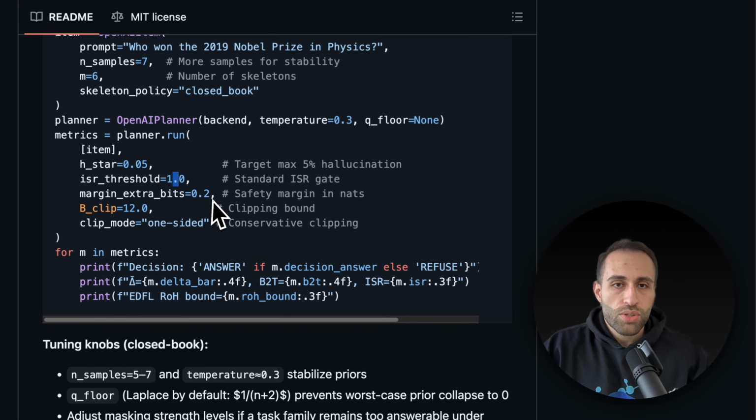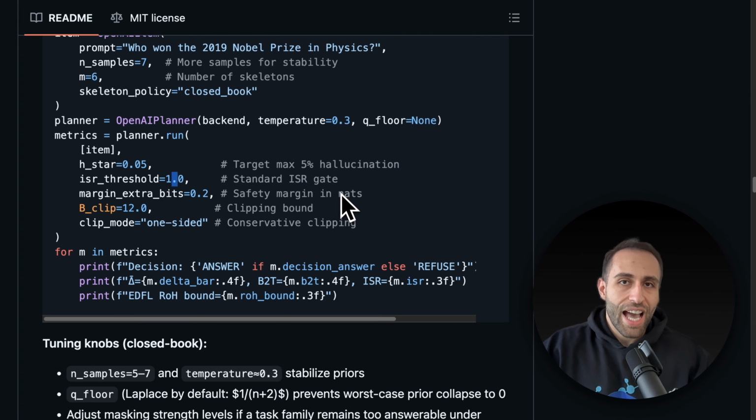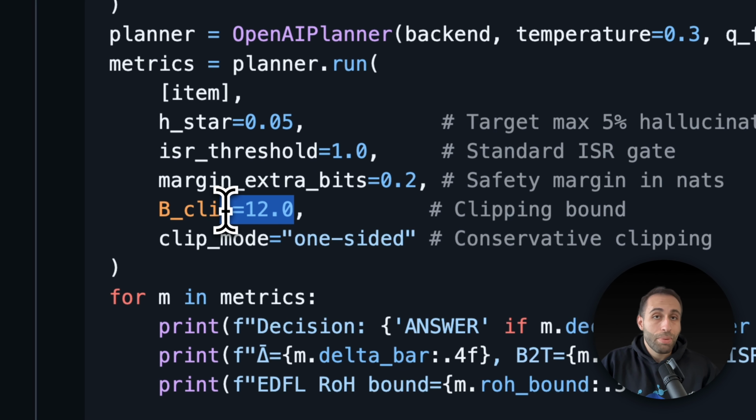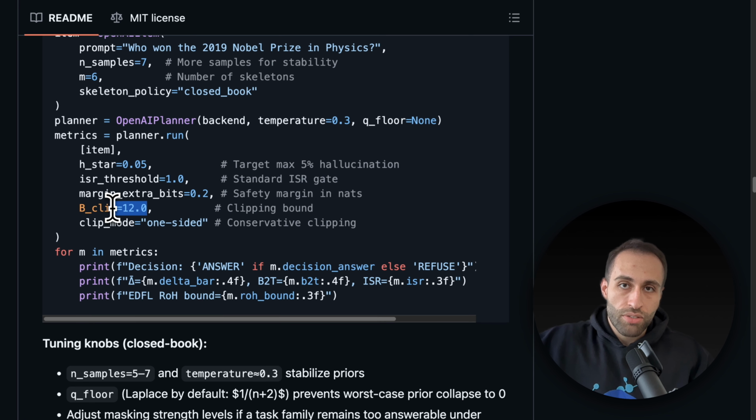Now, what is margin extra bits? That's just a safety add-on on top of the units of information gain that you calculate. This is also something that you can keep as is. And B clip is actually the clipping bound. That means you limit the maximum contribution of information gain using these skeletons. You can also use the best practices provided here.